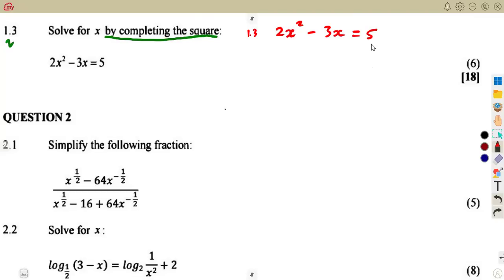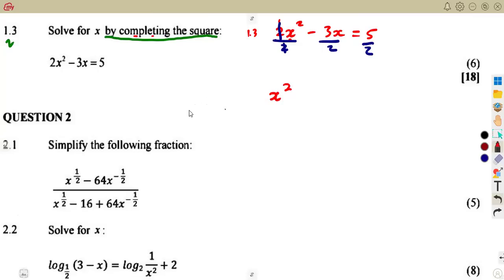Leave it there. If you are using the completing the square method, always the coefficient of x squared must be 1, remember. We must have a 1 here, not a 2. So what can we do to get a 1? We have to divide by that number 2. By 2 here, by 2 here, by 2. Always the coefficient of x squared must be 1 before you use this method. That is what you're supposed to make sure of.